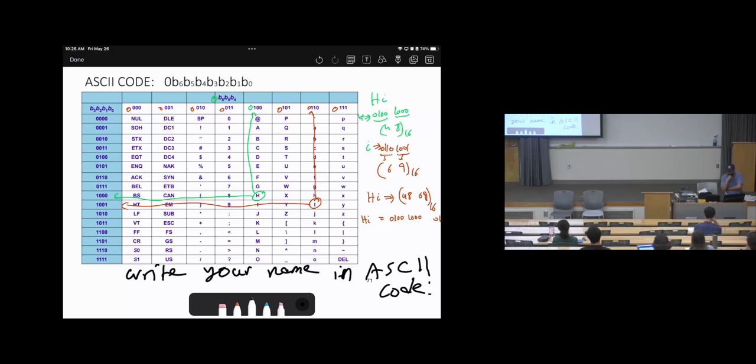I have a long name. I cannot write it here. It has a lot of characters, so it will take a lot of time. But here's the idea. You can write whatever you want using ASCII code. Using ASCII code in hexa, it will be two digits. Using binary, it will be 8 bits, or 8 digits, or 1 byte.